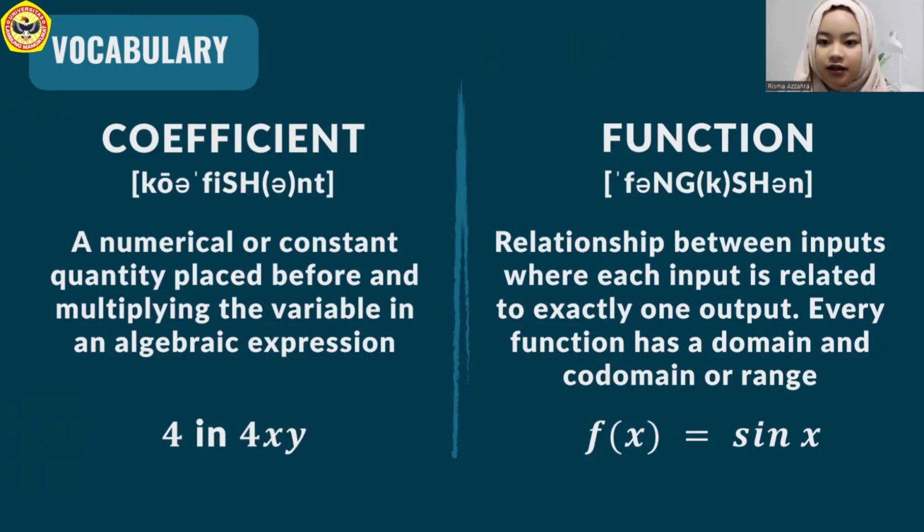Function. So a function is a relationship between inputs where each input is related to exactly one output. Every function has a domain and codomain or range. For example, f(x) equals sin x.